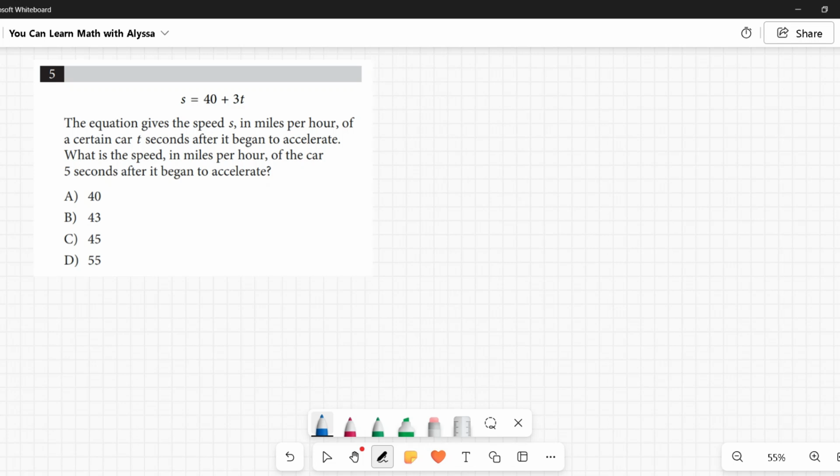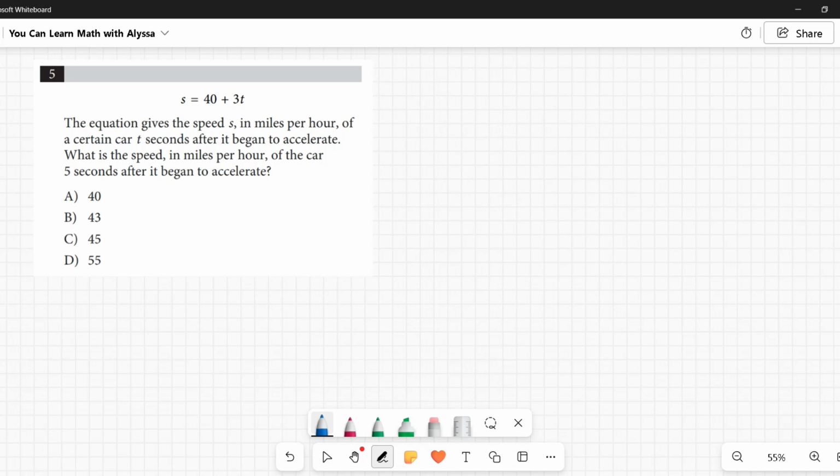Number 5, s equals 40 plus 3t. The equation gives the speed s in miles per hour of a certain car t seconds after it begins to accelerate. What is the speed in miles per hour of the car 5 seconds after it began to accelerate?